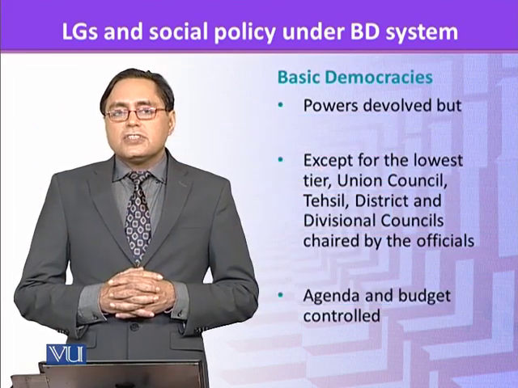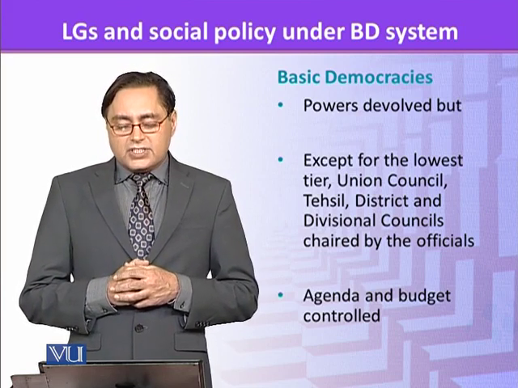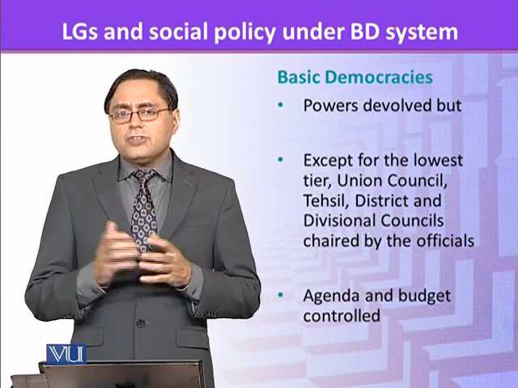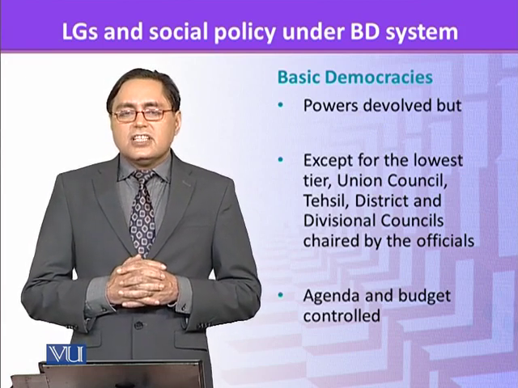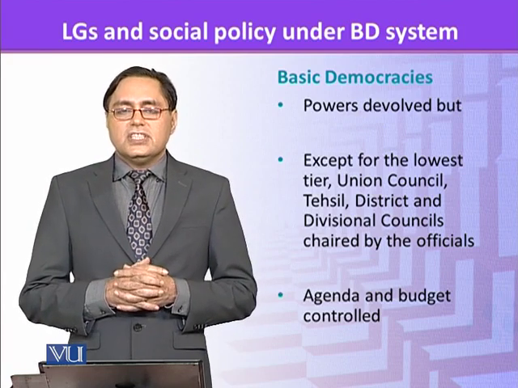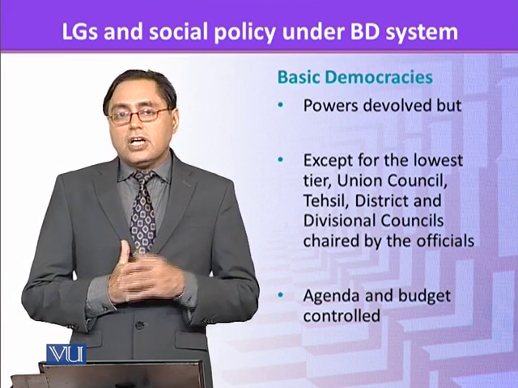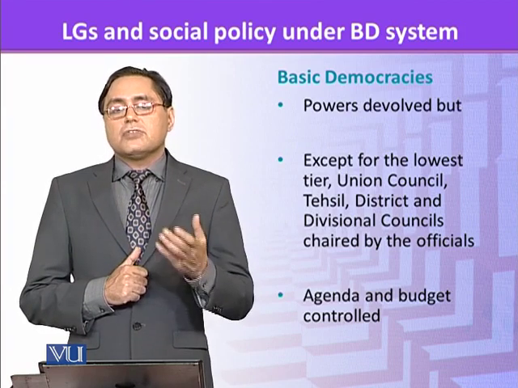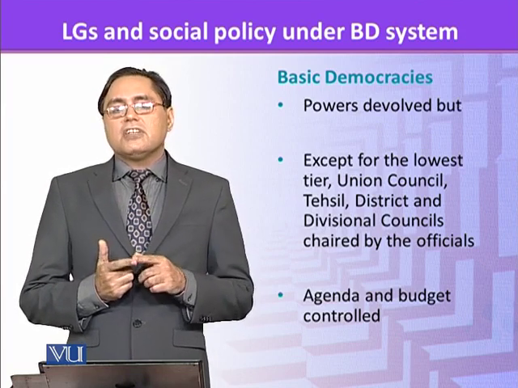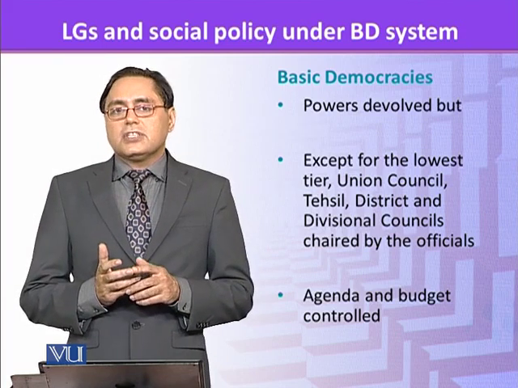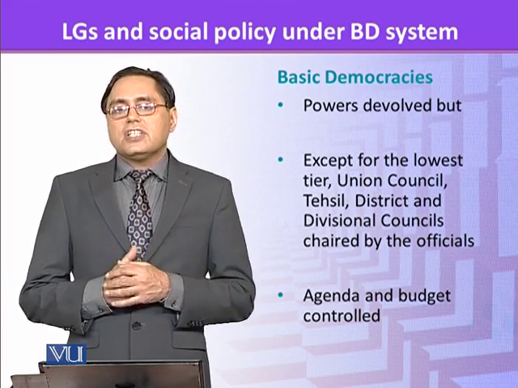So was power devolved from the provincial and federal governments to the local bodies under the Basic Democracies Act? Some of the powers were devolved, if you look at the laws or the order or the legislation, but actually there was not much power with these different tiers of local councils. Except for the lowest tier, which was the Union Council, all the 4 upper tiers were chaired by officials. So they controlled the agenda and the budget of the council. The divisional level was chaired by the commissioner, the district level by the deputy commissioner, the Tehsil level by the assistant commissioner, and the provincial level was chaired by the governors.